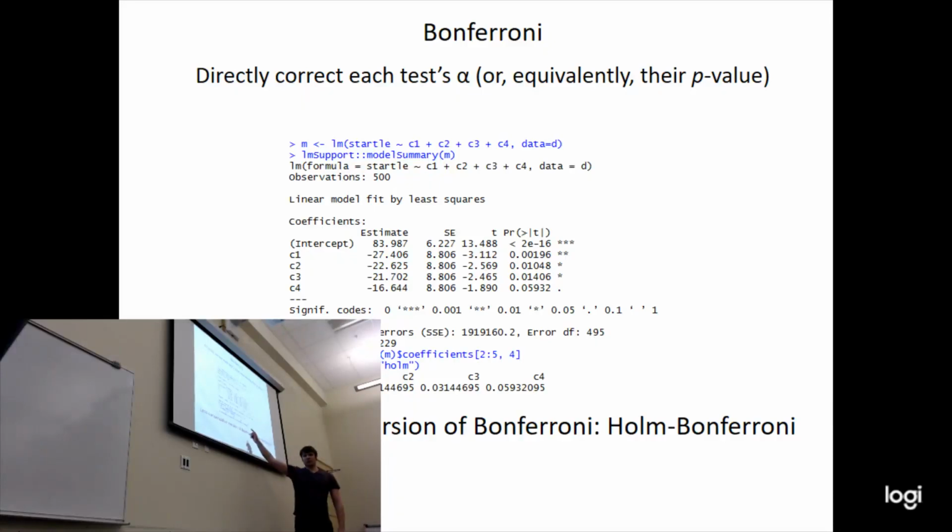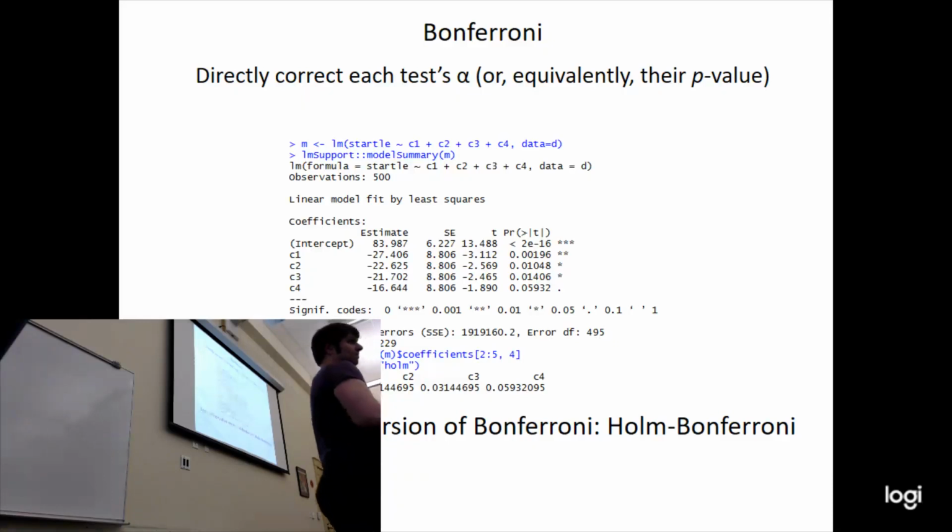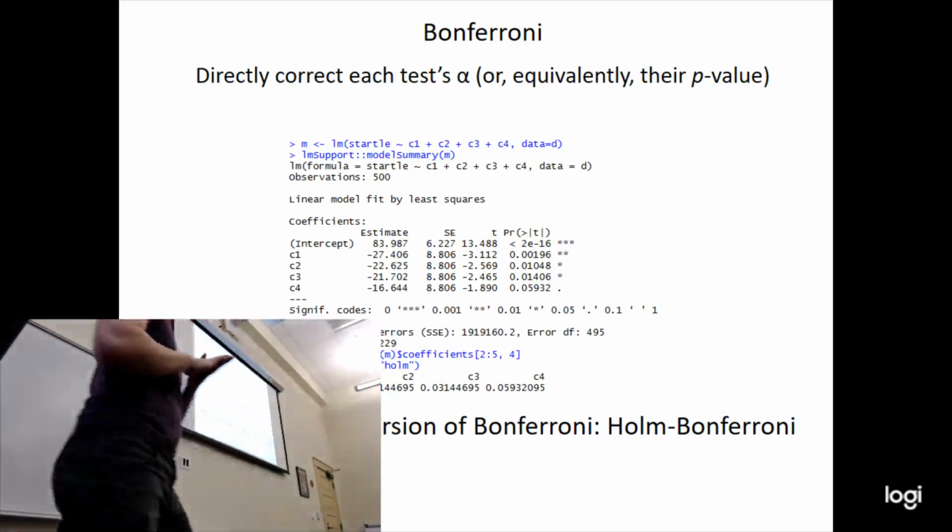So the Holm-Bonferroni method only corrects some of the p-values. It's an iterative procedure. It starts with the smallest, the smallest p-value gets the harshest correction, and then it goes on up through the p-values until it reaches a stopping point. So that procedure ended up stopping before it got to C4. Questions?